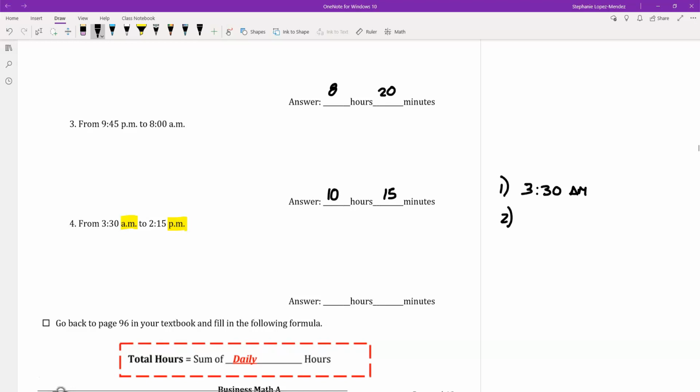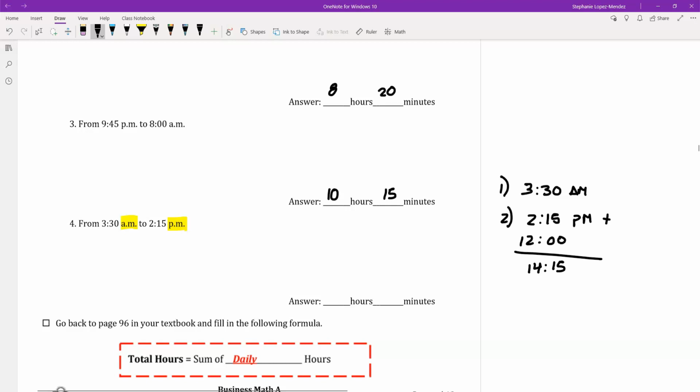And second, 2:15 p.m. We automatically know that we need to add 12 hours to our later time. That means we have 14 hours and 15 minutes, right? 12 plus 2 and then 15 plus 0. That is 14 hours with 15 minutes.